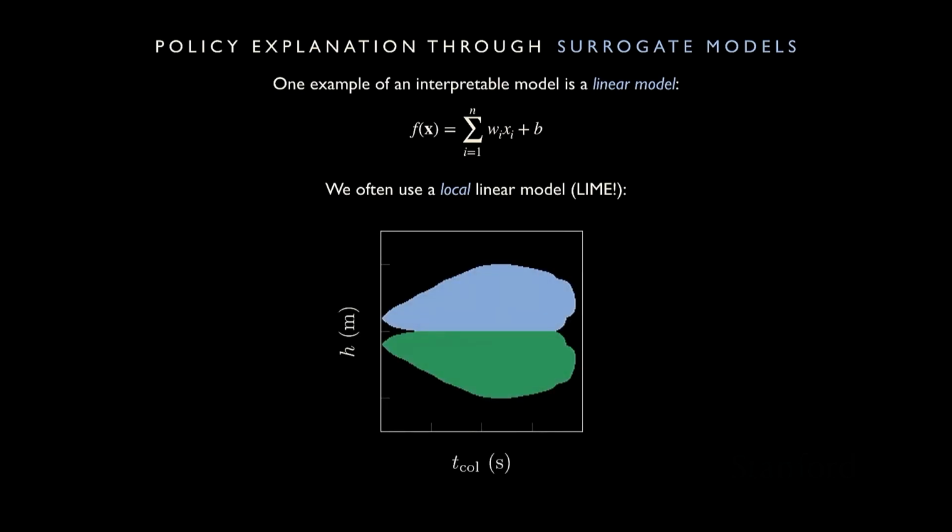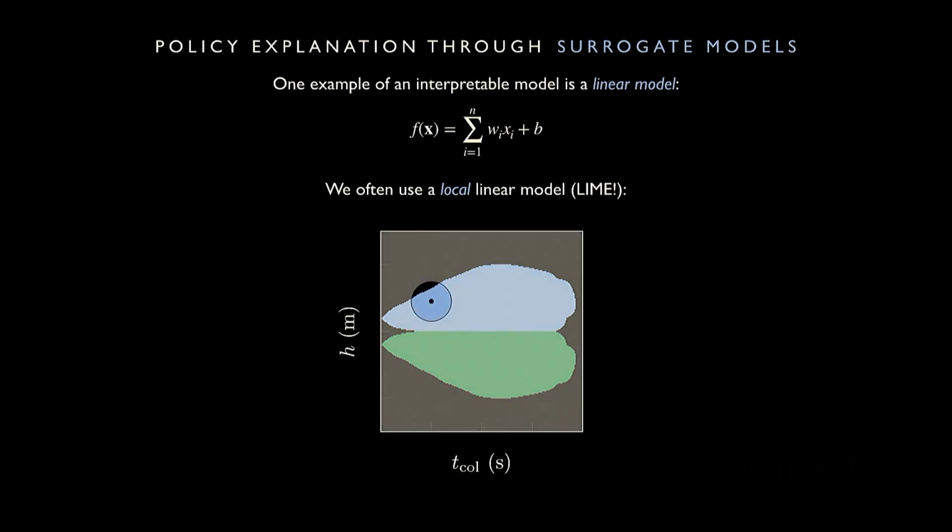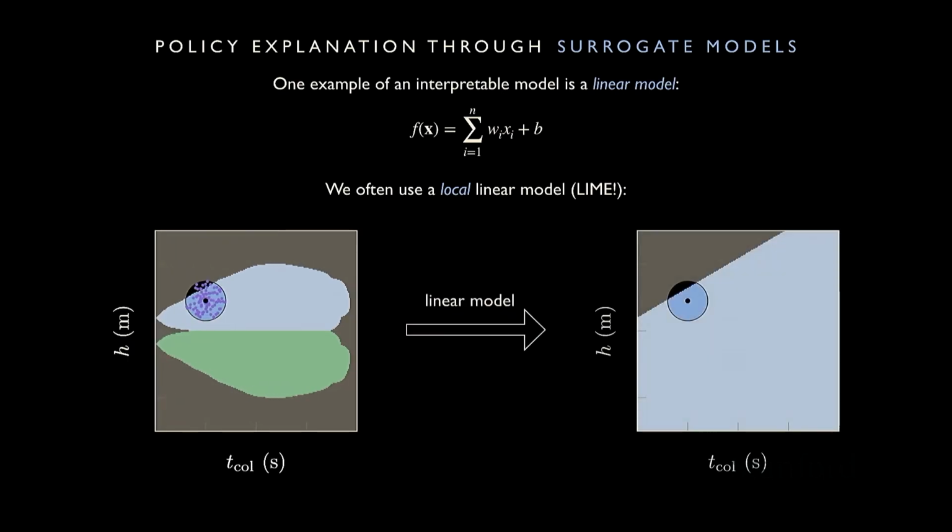Okay, so just to see what that looks like, this is our collision avoidance policy, a little bit zoomed in. And let's say that we want to create a local model of the policy in this particular region here. So we're just looking at everything that's in this circle. How can we explain what the policy is doing here? So what we could do is draw a bunch of samples from this small circular region, label them with the action that gets taken at each of those points, and then train a linear model to approximate the policy in that region. So then we end up with maybe something that looks like this.